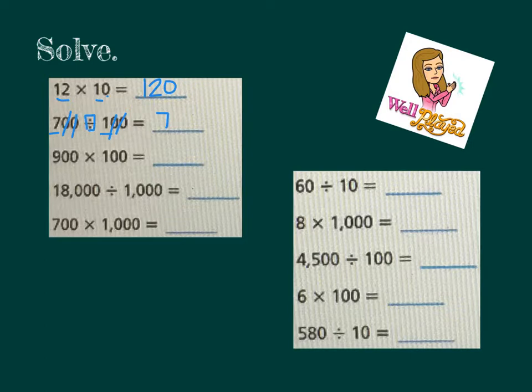All right, then 900 times 100. 9 times 1 is 9. Count 1, 2, 3, 4. 1, 2, 3, 4. Whew, 90,000 is our answer with that one.